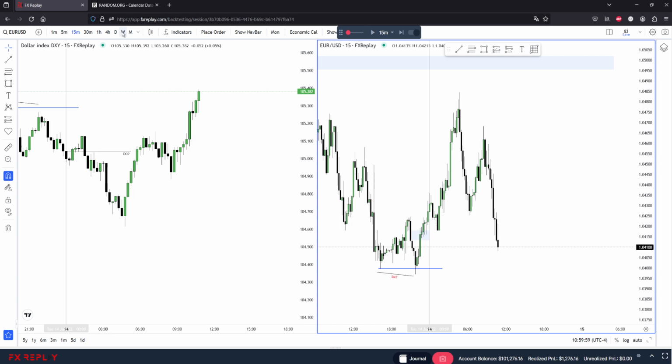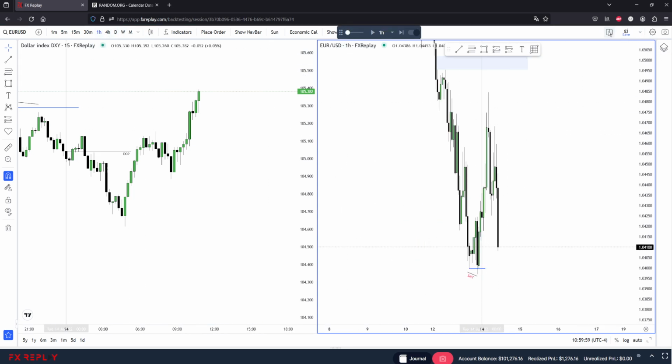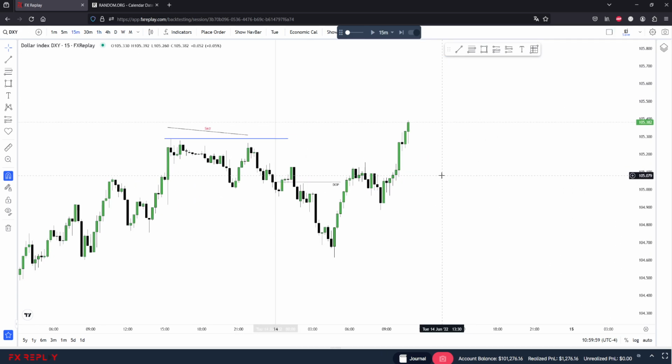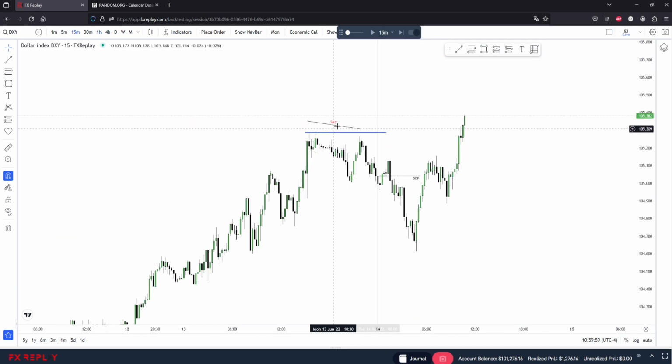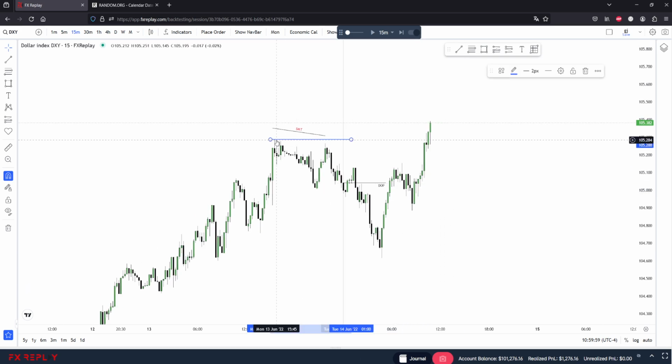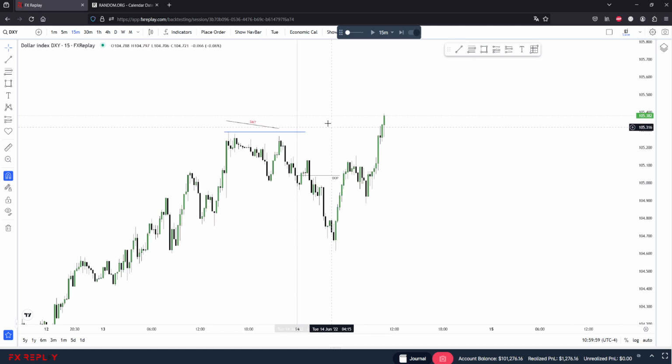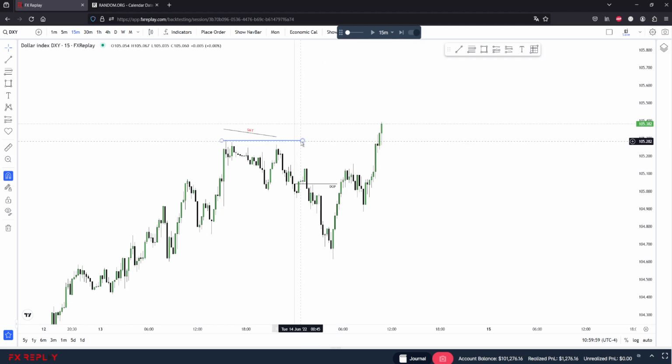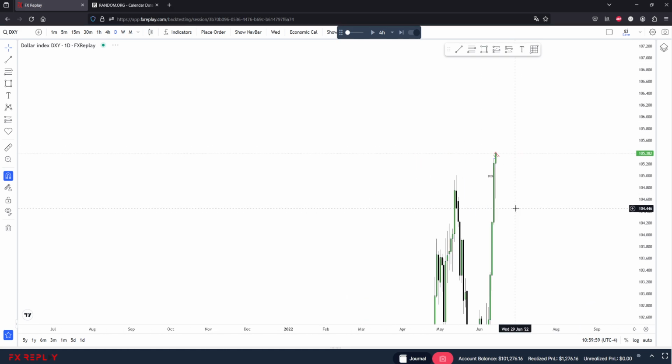Let's try to find another day. Let's go to the 1 hour, and let's go back to this one. Right, so it's important: SMT on the highs can also be infrastructure, in my opinion. So let's say EUR/USD did not take out its low and there was infrastructure SMT. I think that's still applicable. But yeah, let's go to the next day.